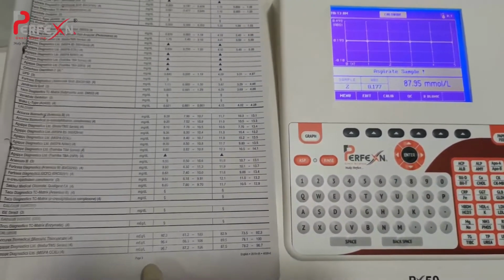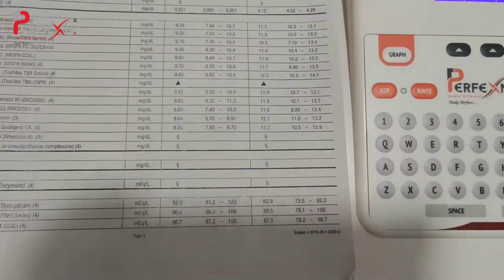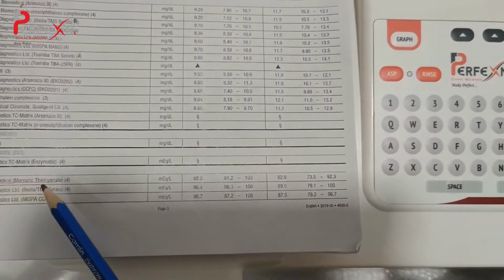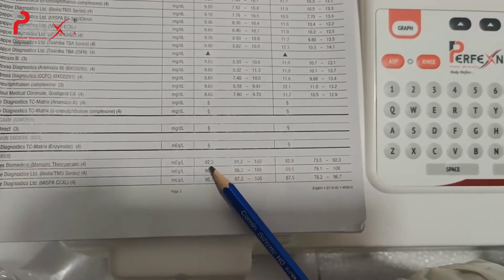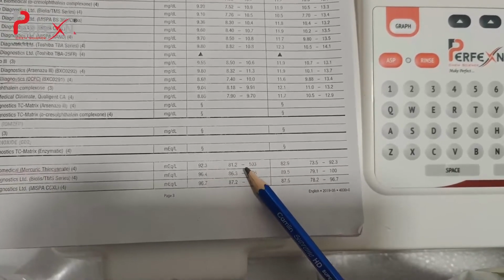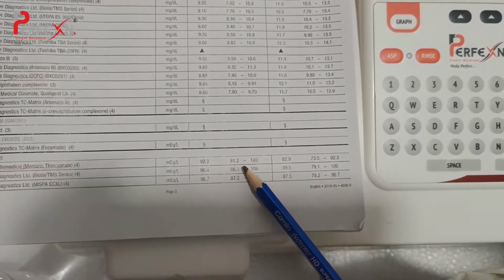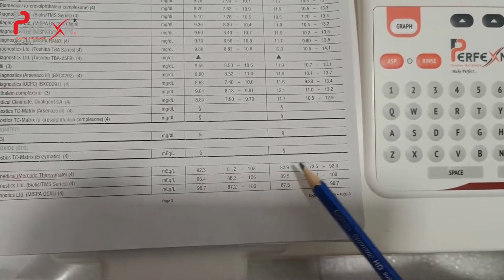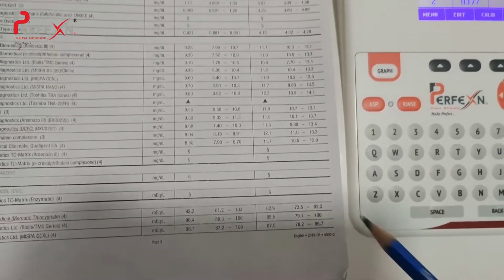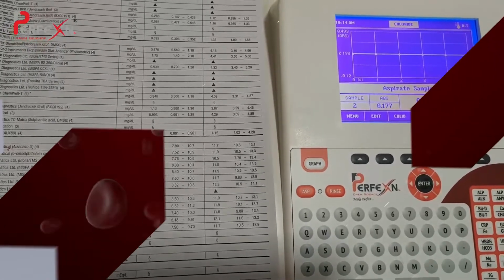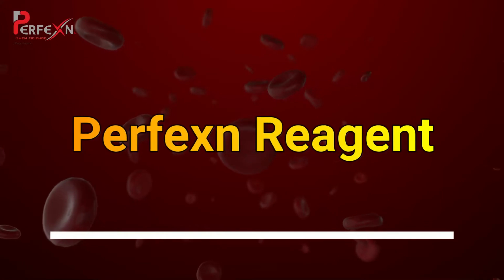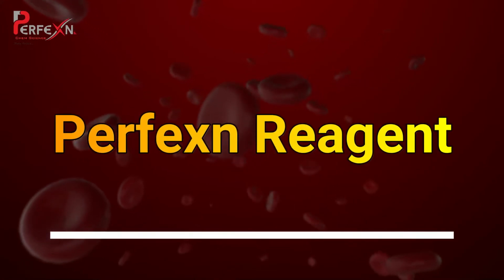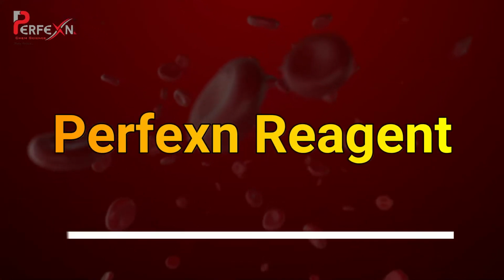Here I am showing the control sheet of the Biorate control, where the chloride reading is given. The target is 92.3 and the target range is 81.2 to 103. So our reading is in the target range. As our result is in the target value, the reagents taken from Perfexn are giving the best results with an authentic value.